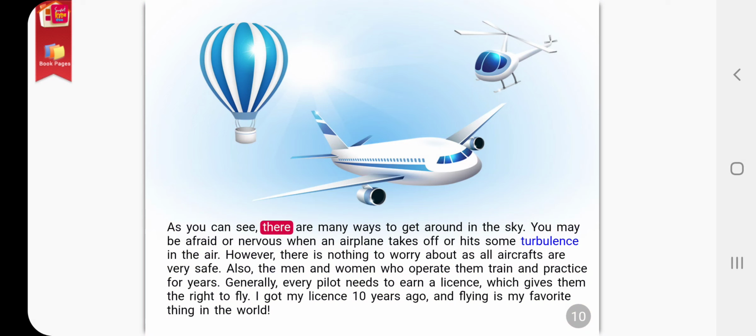As you can see, there are many ways to get around in the sky. You may be afraid or nervous when an airplane takes off or hits some turbulence in the air. However, there is nothing to worry about, as all aircraft are very safe. Also, the men and women who operate them train and practice for years. Generally, every pilot needs to earn a license, which gives them the right to fly. I got my license 10 years ago, and flying is my favorite thing in the world.